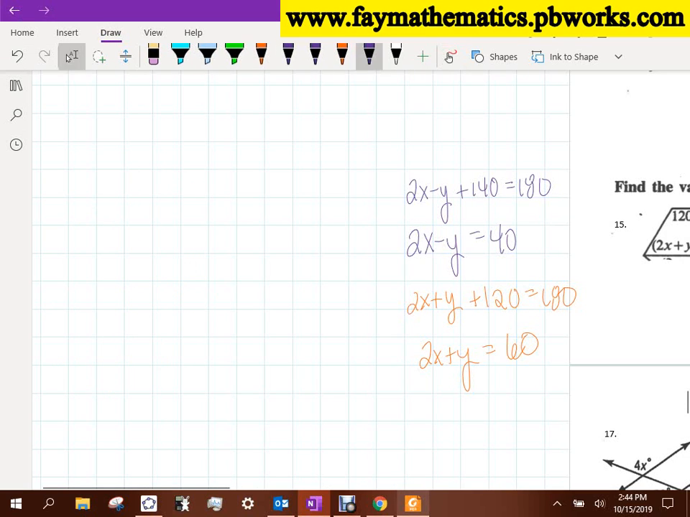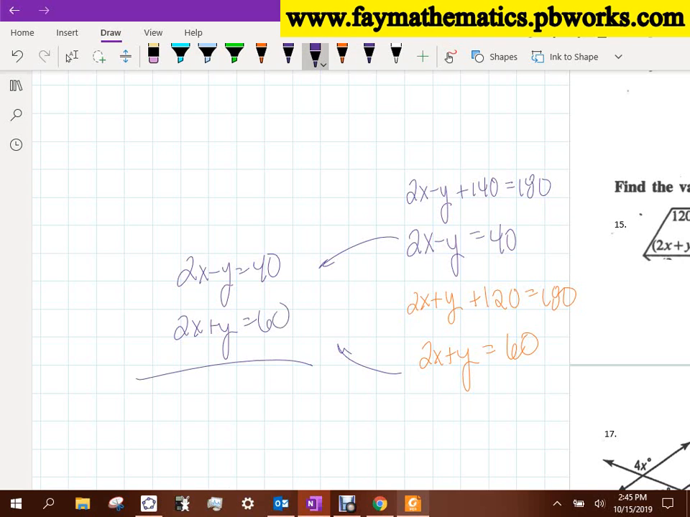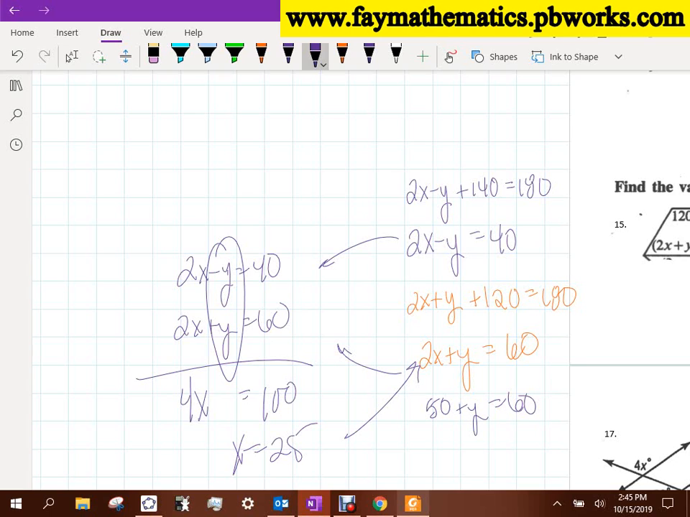Okay, so right away, if I take this one and that one and stack them, I'm going to get 4x. Those y's drop out, they eliminate, and I get 100, right? So x is 25 then. Well, if x is 25, let's think about plugging in maybe right here. Doesn't that give me 50 plus y equals 60 when x is 25? So then y has got to be 10.